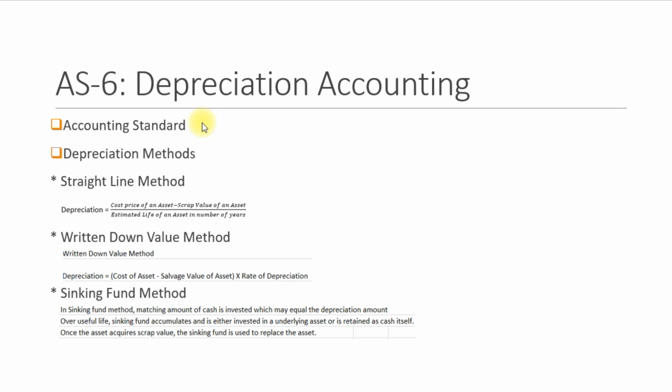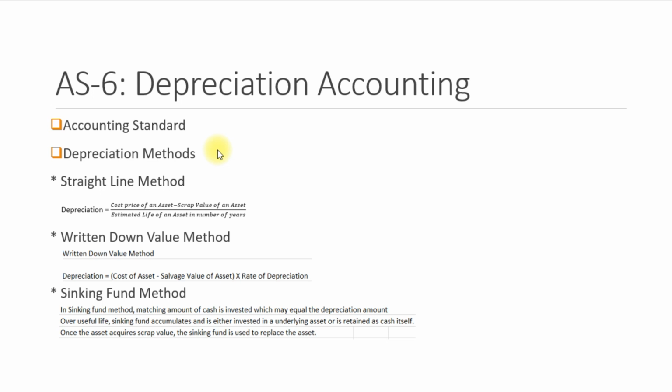Now let us see what are the different depreciation methods. Basically, there are three methods of depreciation followed, namely straight line method, written down value method, and sinking fund method. So we'll see what each of them means.